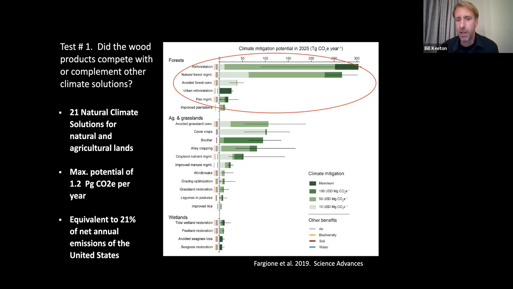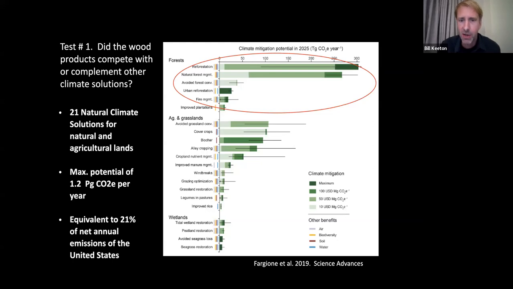And typically, although interestingly not for Canada, forests jump out as the top ranked natural climate solution. But just again, keep in mind that it's not just one thing. Reforestation often ranks as one of the most important. Avoided forest conversion is also critically important. This, by the way, is the figure for the United States, the numbers for the US.